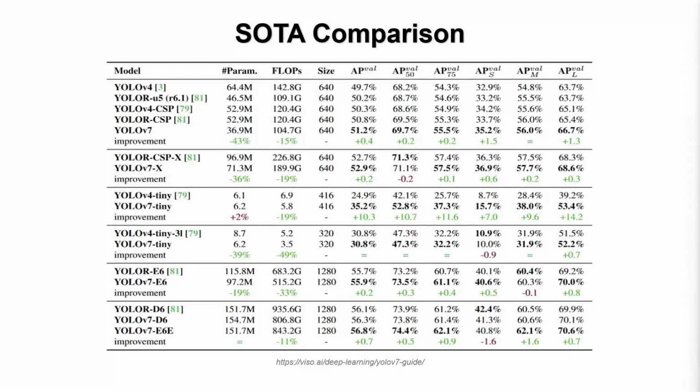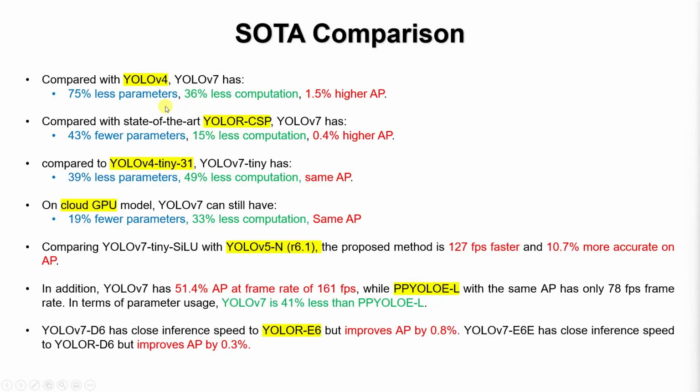This is a state-of-the-art comparison of YOLO version 7 with other networks, keeping the number of parameters, the FLOPs, size of inputs, and the AP values in mind. We can see that compared to YOLO version 4, YOLO version 7 has 75% fewer parameters, 36% less computation, and 1.5% higher AP. If you compare to other previous models, you will see that the number of parameters has lessened, and the computation is also lessened. Sometimes the AP is the same, sometimes it is higher, but in general the speed is increased a lot.